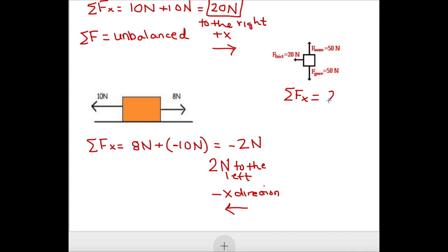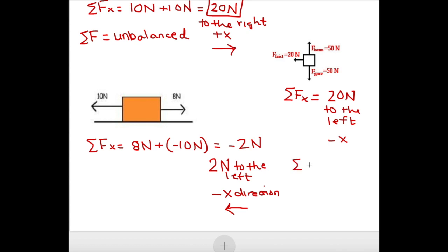Now, we do want to keep in mind that that force is pointing in the leftward direction. So we, again, would not call it negative 20 newtons. We would just call it 20 newtons to the left, or we could say in the negative x direction.